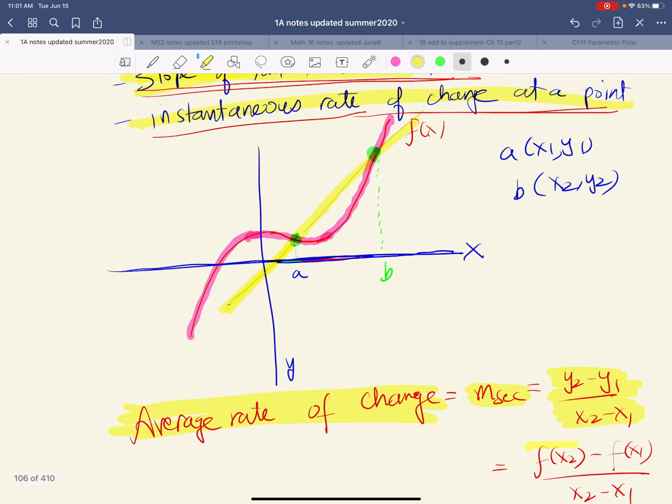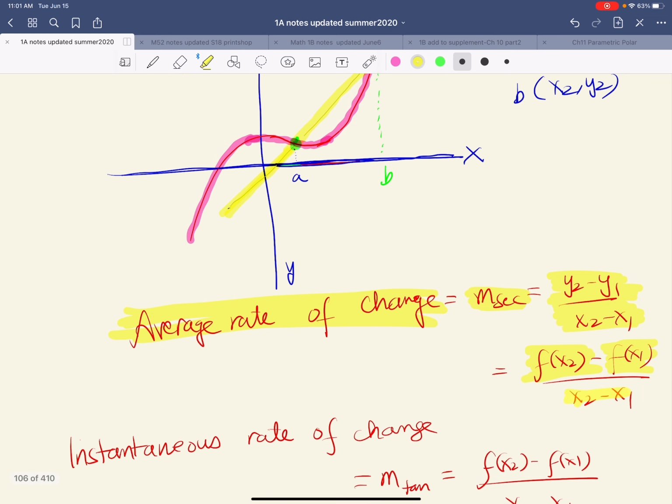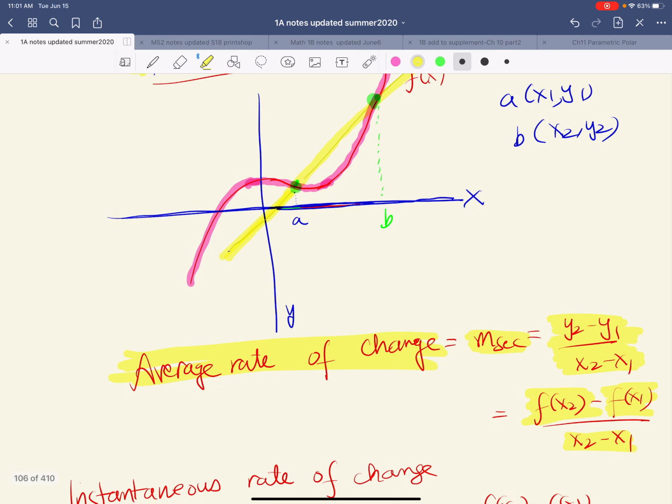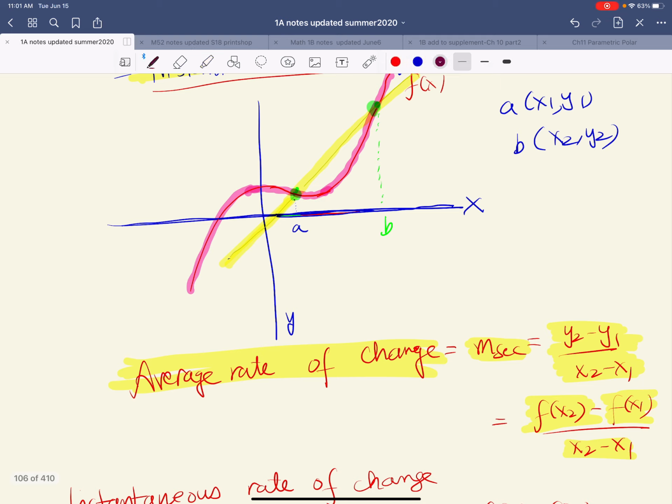Now, y2 can also be written as f of x2 minus f of x1, because f of x is the same thing as y. So the y value at point x2 minus the y value at point x1, divided by the difference in the x coordinates. So the difference in the y coordinates divided by the difference in x coordinates.